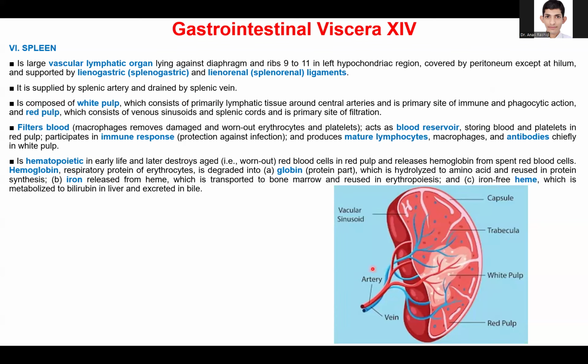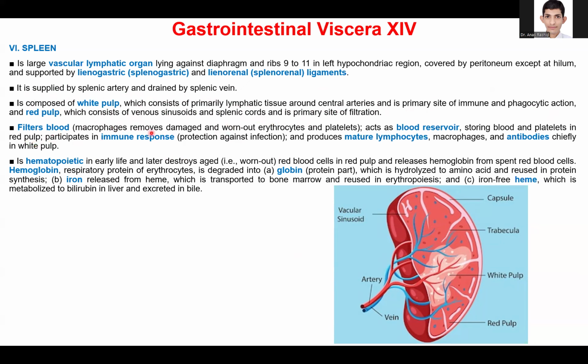It is composed of white pulp. We can see here the white pulp, and we can see the red pulp of the spleen. White pulp consists primarily of lymphatic tissue around central arteries and is the primary site of immune and phagocytic action. Red pulp consists of venous sinusoids. We can see here the venous sinusoids and splenic cords, the primary site of filtration.